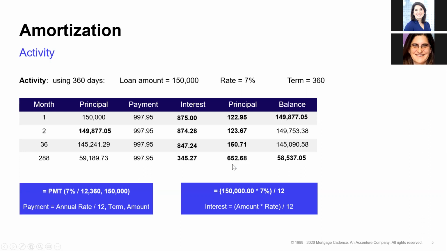Okay, so that's how we see this amortized. And this is the process. I mean, Excel will make it a lot faster for you, but this is what we do. As we go through our courses in this 6-part series, we're going to show you how you actually use this to validate your APR, how to hand calculate your payment stream, your QM APR, all that fun stuff. But this is the foundation.